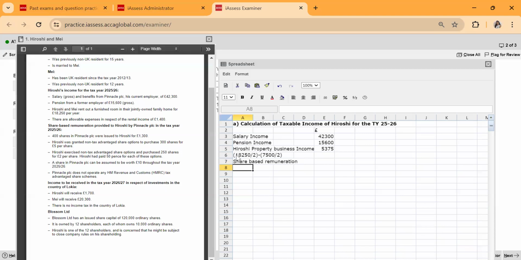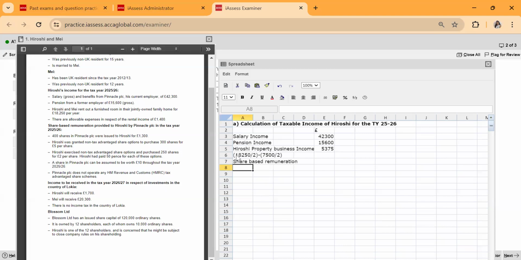Now here we have three dates, right? Grant, exercise, and finally selling off. At grant date, there is no income to be added, but at exercise date for non-tax advantage scheme, we will add, as well as at the disposal date. Okay, so let's write it here. Hiroshi exercised the non-tax advantage share options and purchased 250 shares at 2 per share. Hiroshi had paid 50 pence for each of these options. A share in Pinnacle Company can be assumed to be worth 10 throughout the tax year. Pinnacle Company does not operate any HMRC advantage scheme.